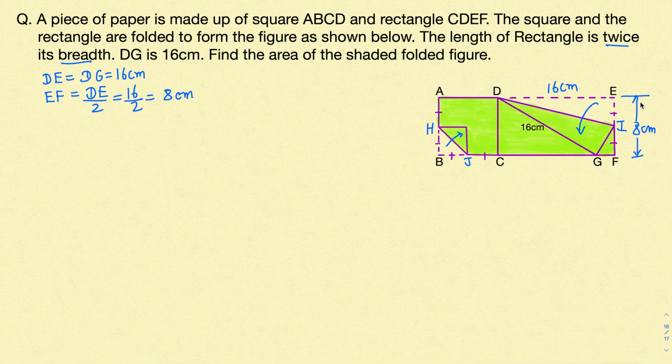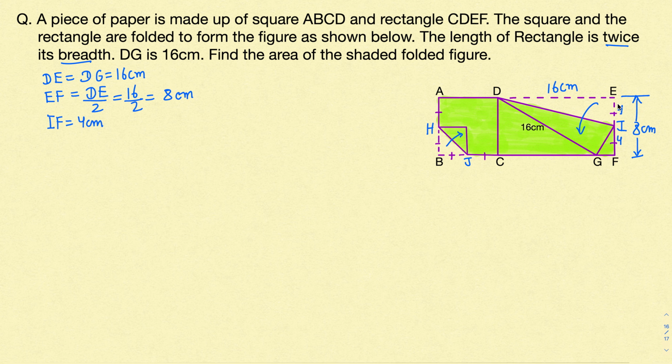Now what else do we have? This shows that EI is equal to IF. So these two parts are equal, and since the whole length is 8, this will be 4, because 8 divided by 2 is 4. And this will also be 4. So from here we can say IF is equal to 4 cm.